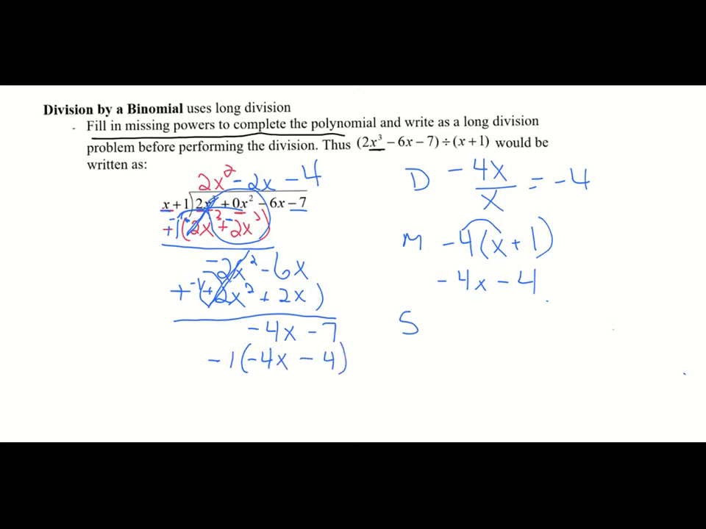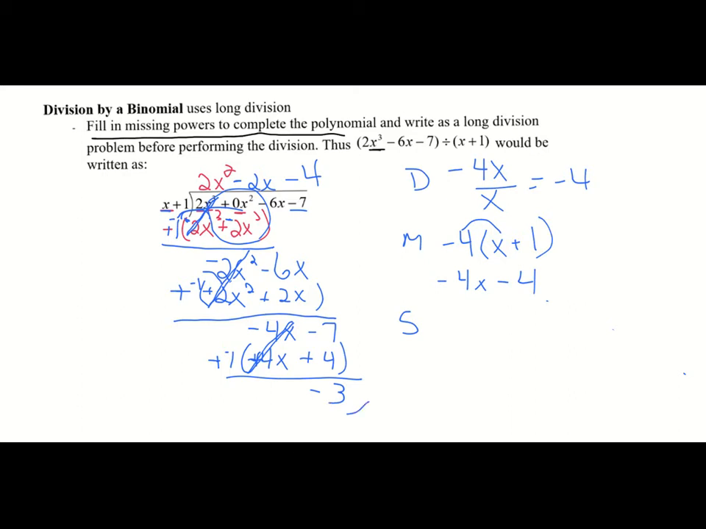And again, distribute that -1. So take the opposite of everything on the inside. And that's going to give us the 4x's are going to cancel, which we want. And then -7 plus 4 is going to leave me with -3. Now, for this long division problem, we are done.